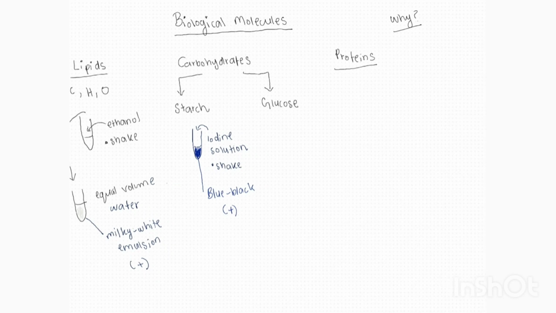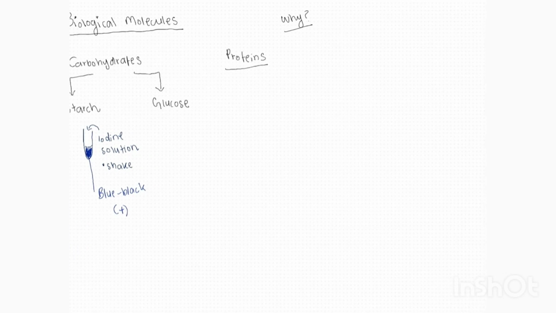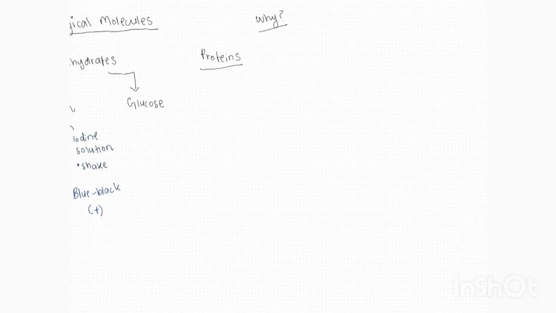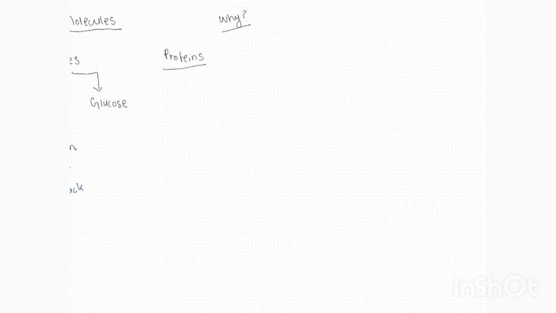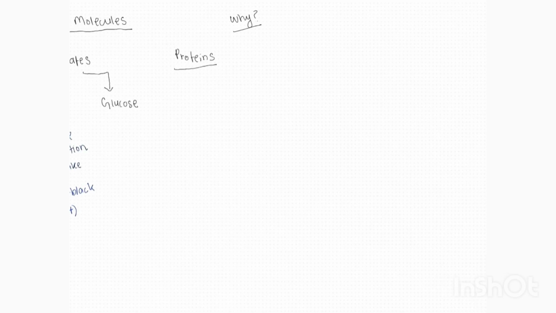Okay, next, let's move on to glucose. Okay, there you go, glucose. For glucose, you do need to remember, it's a bit special, so you would have to remember this. Let's say you have a sample and you want to test it for glucose. What you're going to do is add 2 centimeter cube of Benedict's reagent.